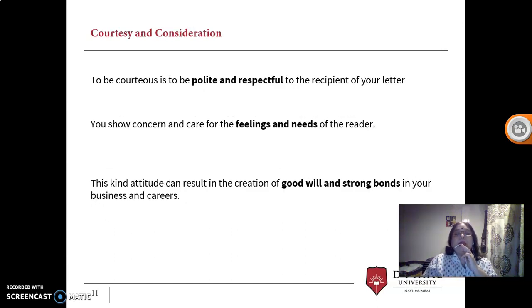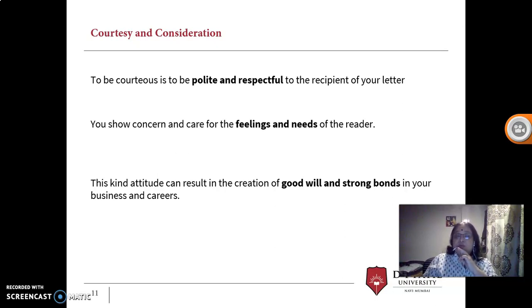And now we come to a very important principle, principles. Again, I've taken them together because there's a slight overlapping there. It is courtesy and consideration. Now, you have to be courteous, and when you say courteous, it is to be polite and respectful to the recipient of your letter. Yes, even if you're writing a complaint, you don't have to use abusive words or be rude to your recipient, okay?